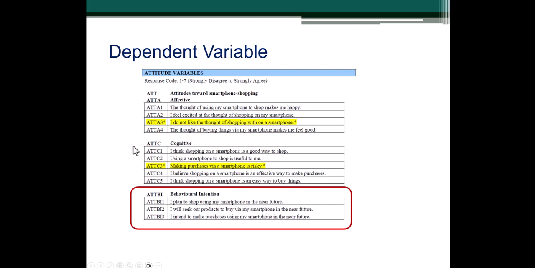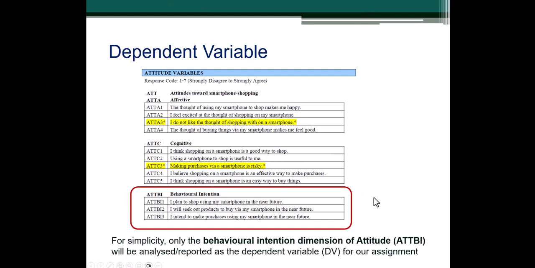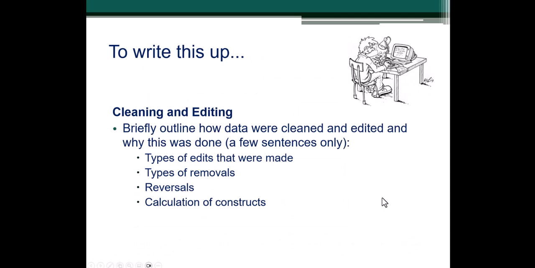And if you want to go back and analyze some of the relationships based on these other dimensions of attitude, you're more than welcome to do that. The data is there for you. But for our purposes, all of our analysis is going to be based on the behavioral intention dimension. So anytime you're making an interpretation, come back to the actual items and think about what the actual items mean. But keep that in mind. We're just looking at the behavioral intention dimension of attitude for our purposes.